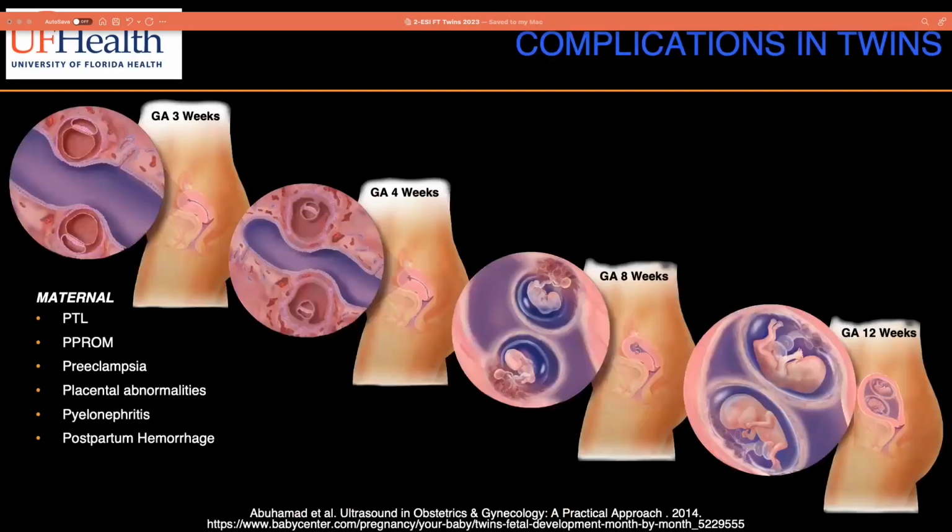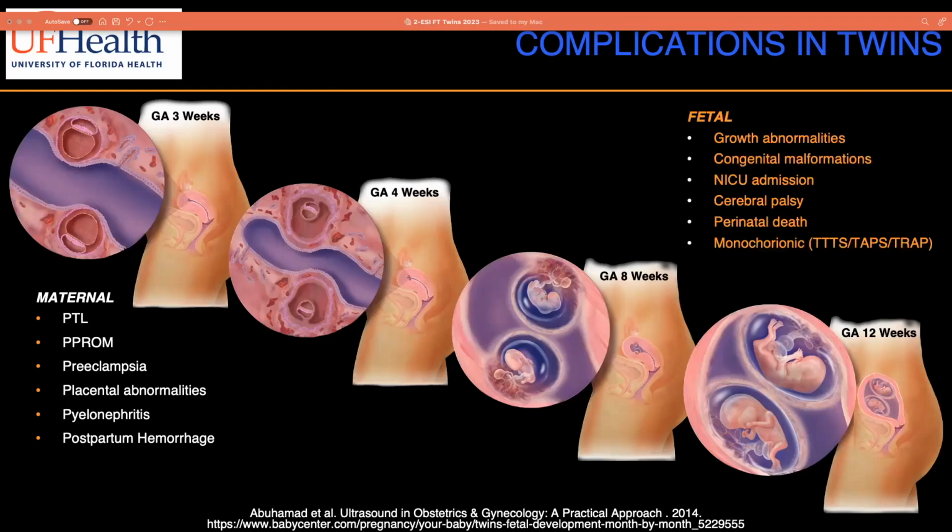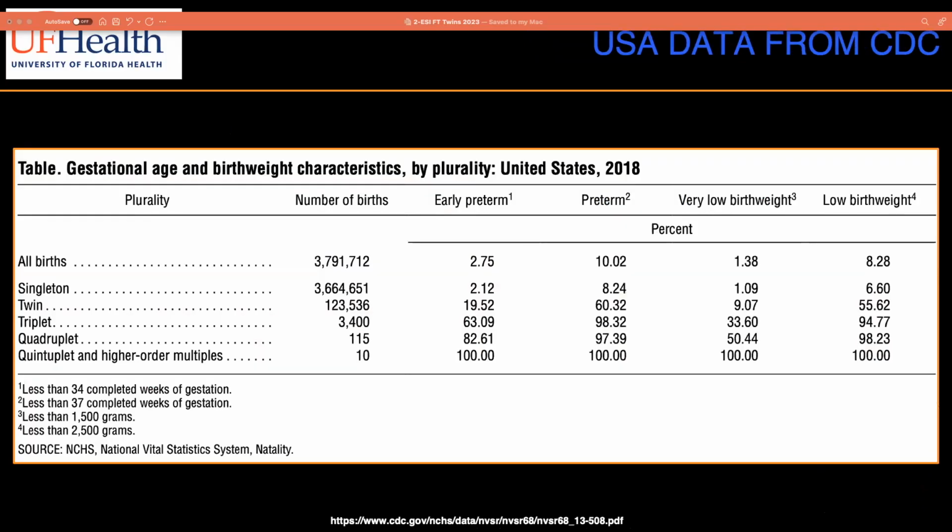So for complications, many complications in twins. First, maternal. We know we have a higher risk of preterm labor and PPROM, more preeclampsia, placental abnormalities, complications related to infections such as pyelo, and of course, postpartum hemorrhage. But in terms of the fetus, we know we have more growth abnormalities, congenital malformations, NICU admissions, cerebral palsy and perinatal death, and of course the complications of monochorionicity such as TTTS, TAPS, TRAP.